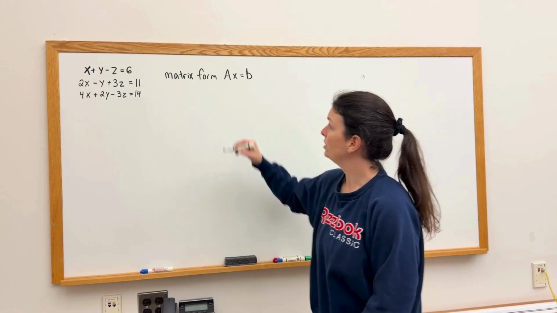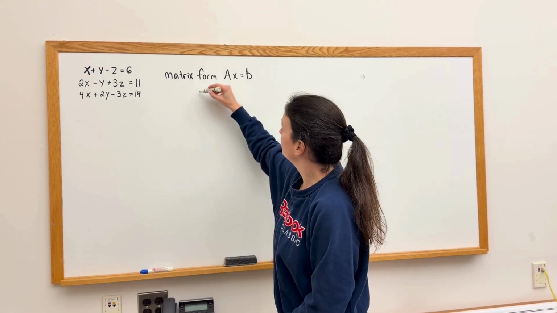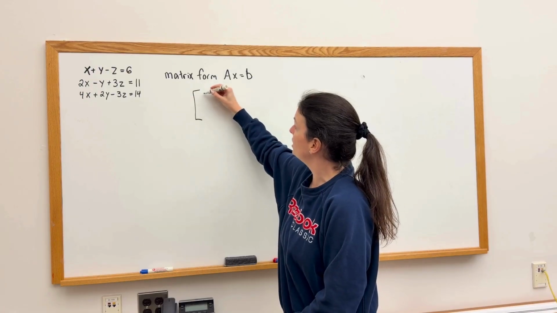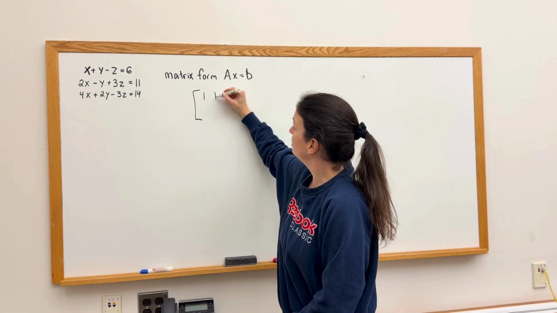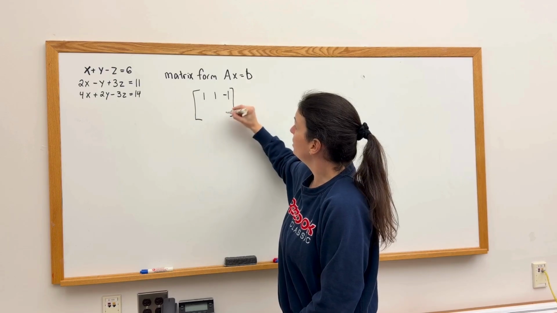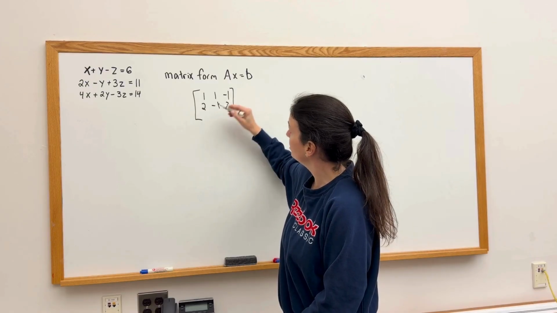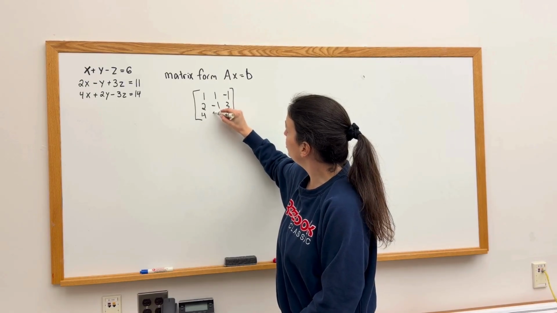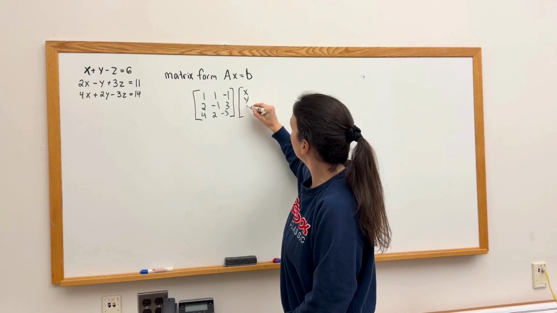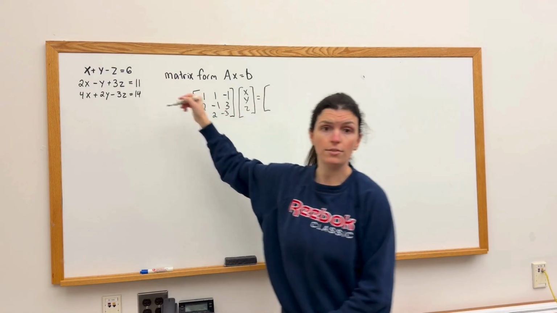So here, we're going to rewrite this. So A is x plus y minus z, so 1x plus 1y minus 1z is equal to 6. And then same for the ones below, so 2, negative 1, 3, 4, 2, negative 3, x, y, z is equal to 6, 11, 14, right?